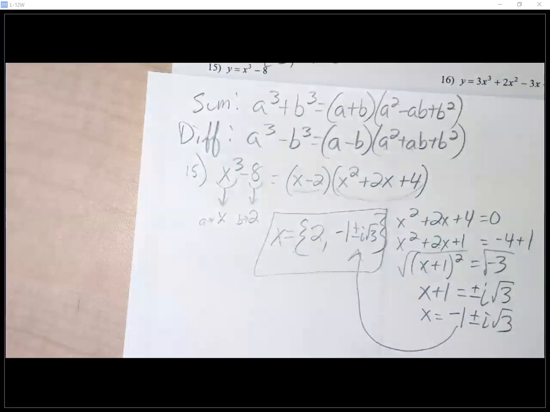Also, what does this tell me about the actual graph? Because starting tomorrow, we're actually going to graph these things. This means that this graph will only ever cross the x-axis where? At 2. That's it. It never crosses again. How do I know that? Because these are imaginary. So that means it's never going to hit the x-axis again. If it were going to, those answers would have shown up right here.